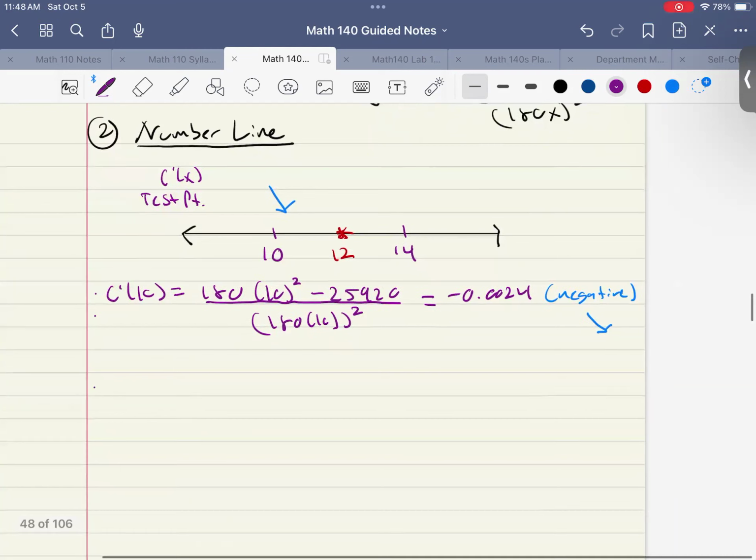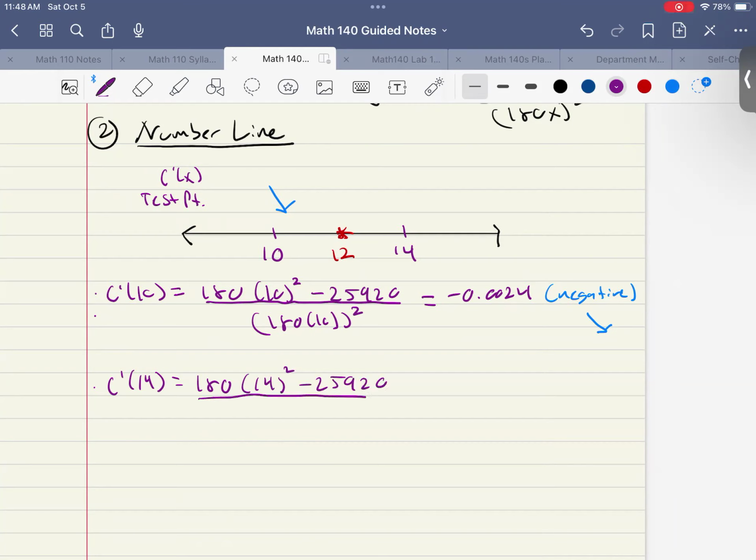So likewise, let me plug in 14 into this. So C prime of 14. Same thing, 180 times 14 squared minus 25920 all over 180 times 14, whole thing squared. And if you do those calculations, what you'd end up with is like 0.001, which is positive, which means we are increasing. So all this put together means that we have a min here.